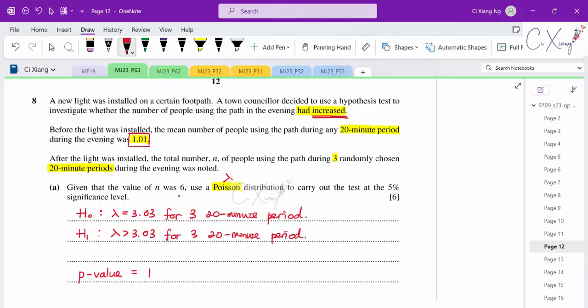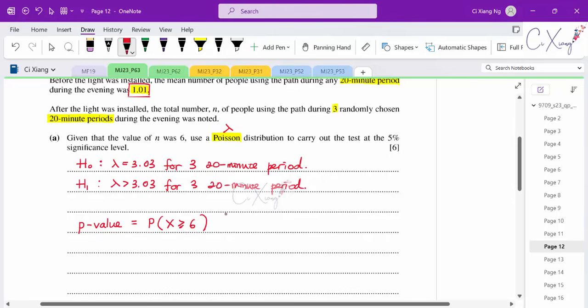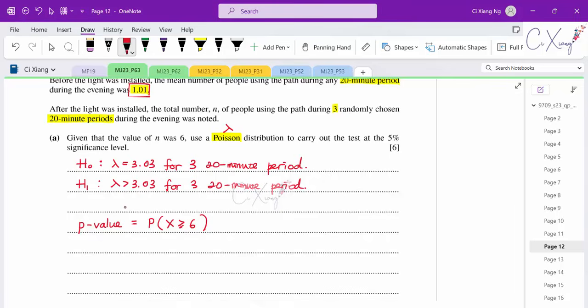So I want to calculate the probability for x greater than or equal to 6. What sign it is depends on the direction of your alternative hypothesis. For my alternative hypothesis here, it is greater. Therefore, to calculate the probability, it should be greater than or equal to, because 6 is included in the data, so you should have an equal sign. Therefore, I want to calculate the probability for x greater than or equal to 6.